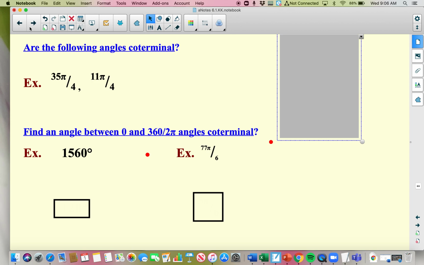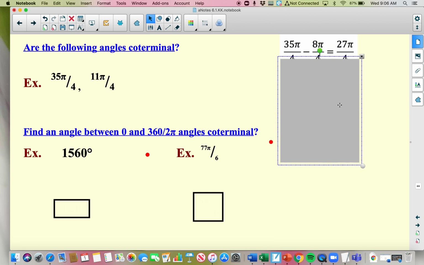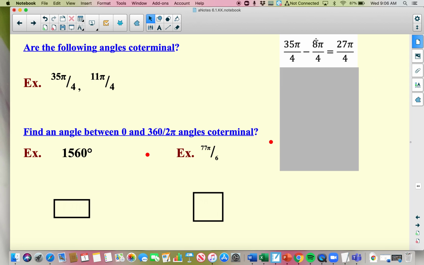You might be asked to show if 2 angles are coterminal. You can take either angle here and just add or subtract 2 pi to see if you get to the other. So for example, if I start at 35 fourths pi and I subtract 2 pi, and you know 2 pi as a fourth is 8 pi over 4, that gets me to 27 fourths. Okay, I'm trying to get to 11 fourths. So I'm just going to keep going.